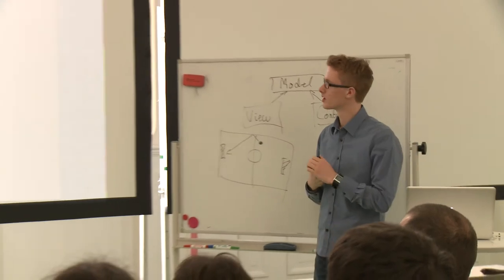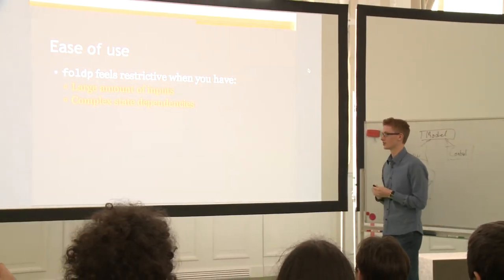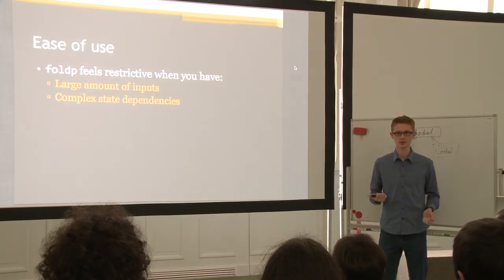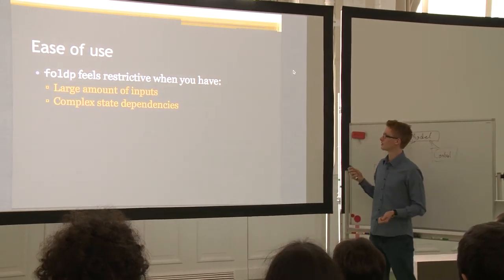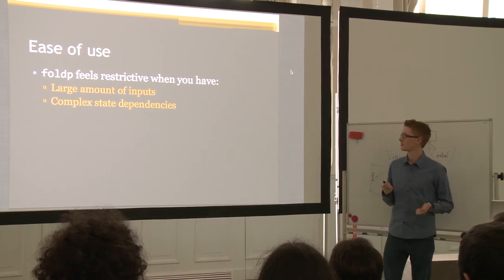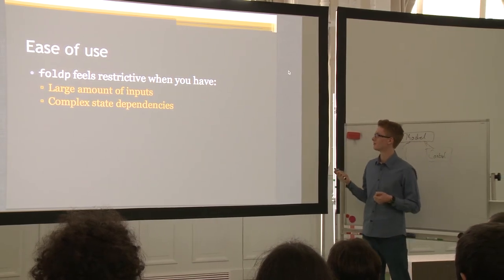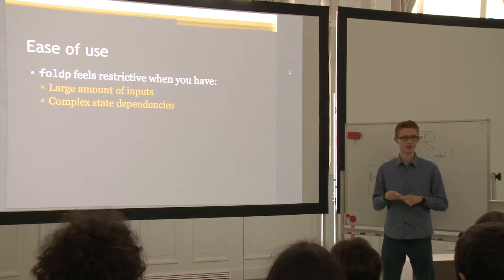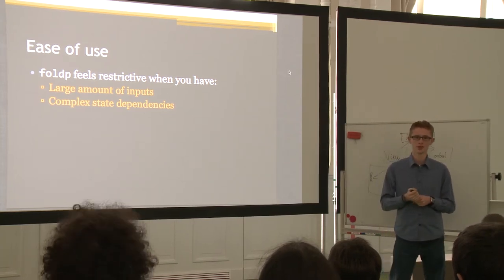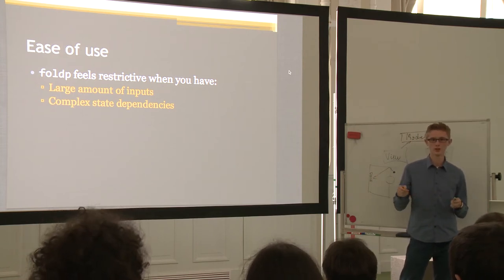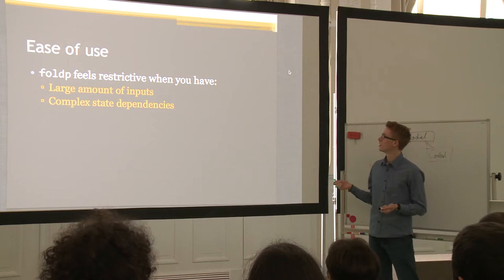So in my experience, and I don't have any good examples to back it up, but maybe you've experienced some of this yourself, when you use foldp to introduce state, sometimes it feels a bit odd. When you use a large amount of inputs, that can be annoying, because then you have to pack up a lot of inputs together, or you have to merge them.